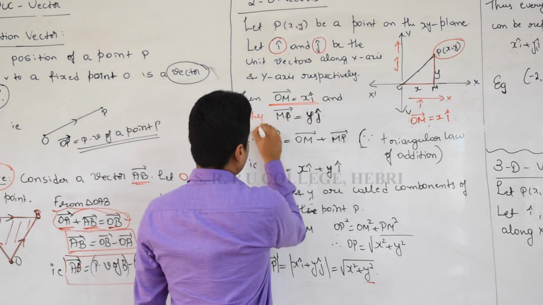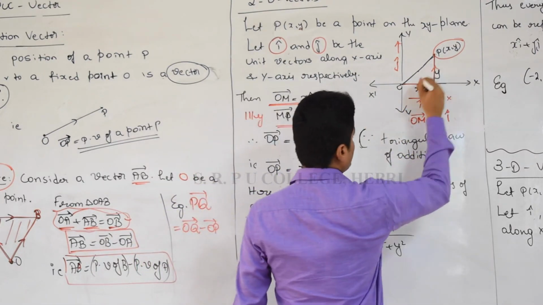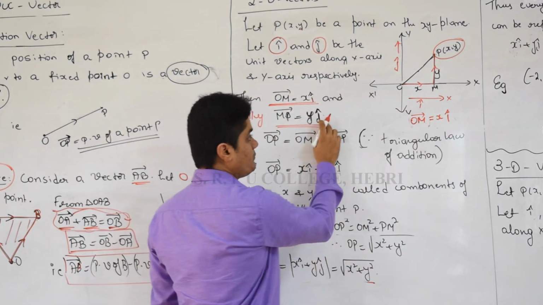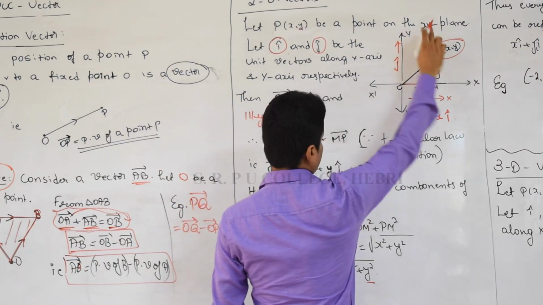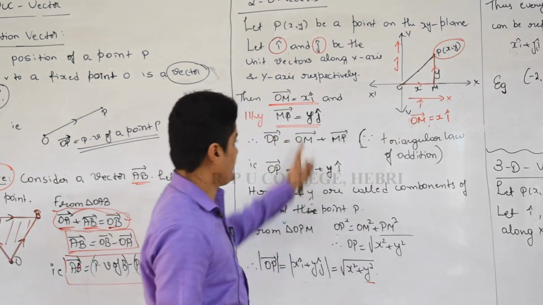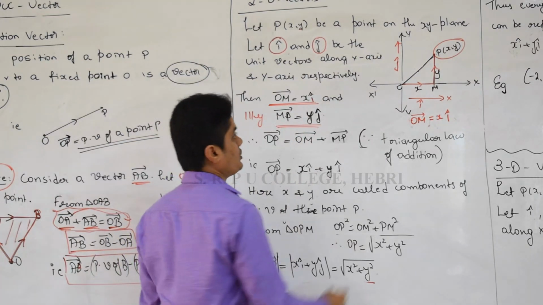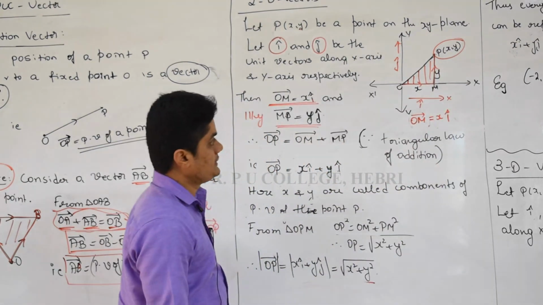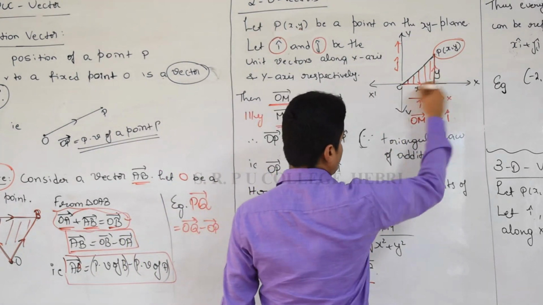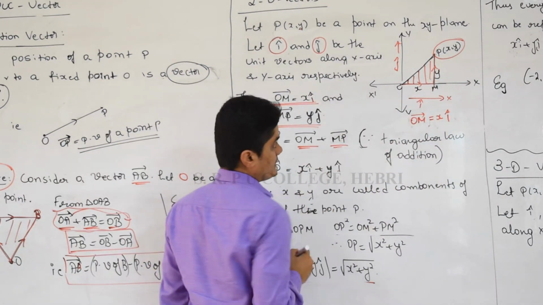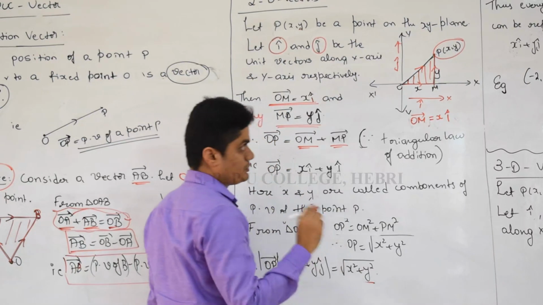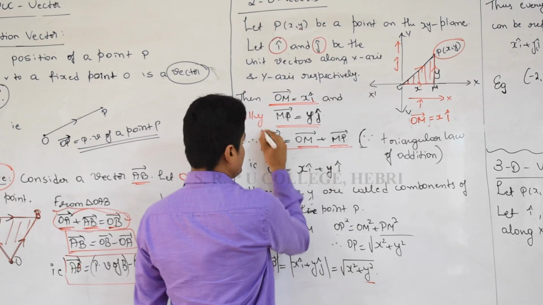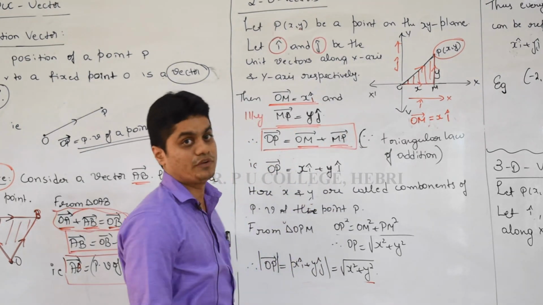Similarly, remember, vector MP is also a vector in the form of y into j cap, because the direction is along the y axis and the magnitude is the same. So definitely you can write vector MP is equal to y j cap. Now use the triangular law of addition on this triangle, selecting the first two same-direction vectors: vector OM plus vector MP. The third one is OP, which is the position vector of the point P. So according to the triangular law of addition, vector OP can be represented as vector OM plus vector MP.